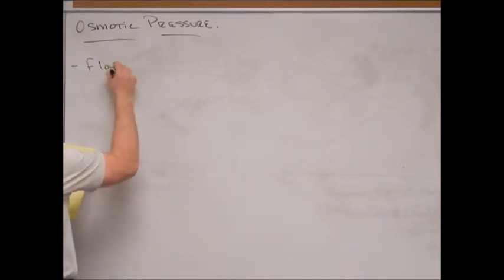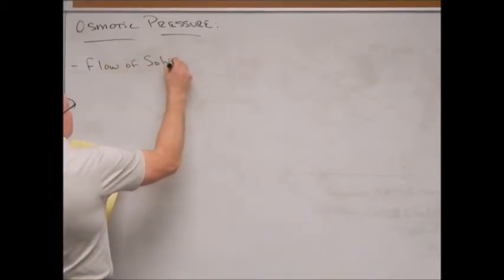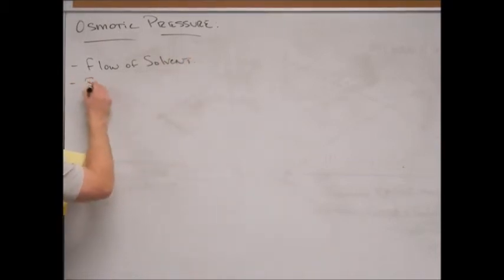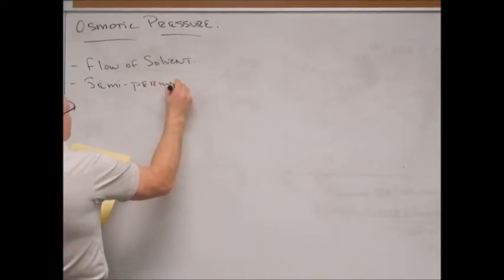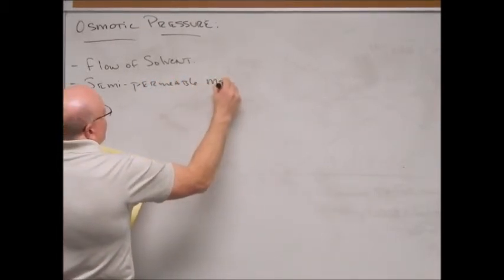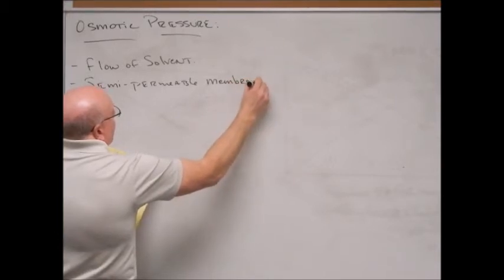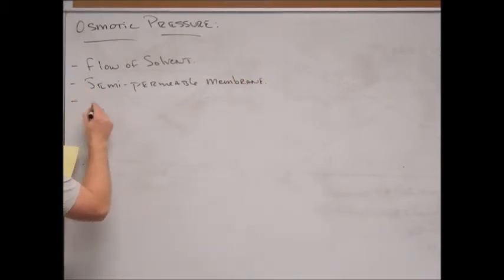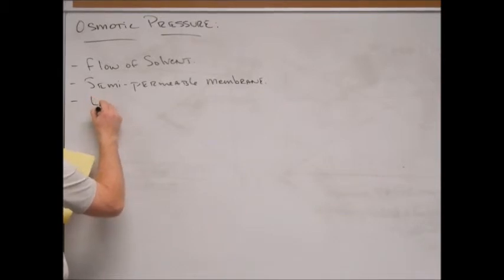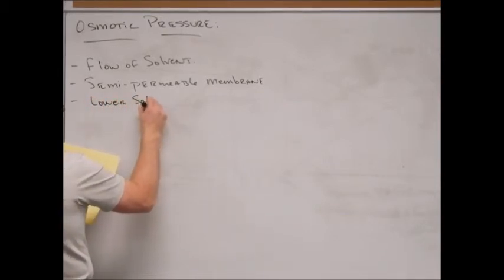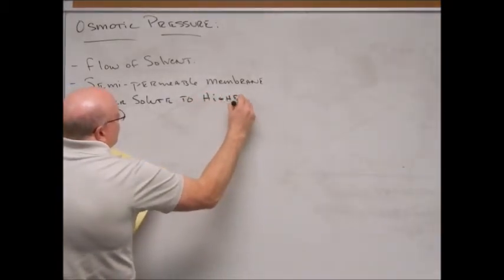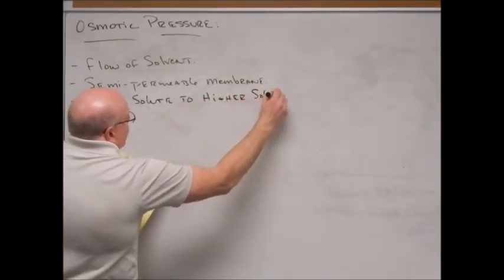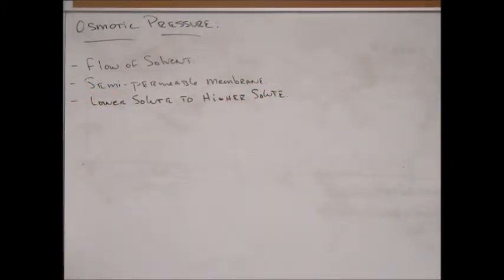It is flow of the solvent through a semi-permeable membrane, and we're going from lower solute to higher. That's the general flow that happens in osmosis.